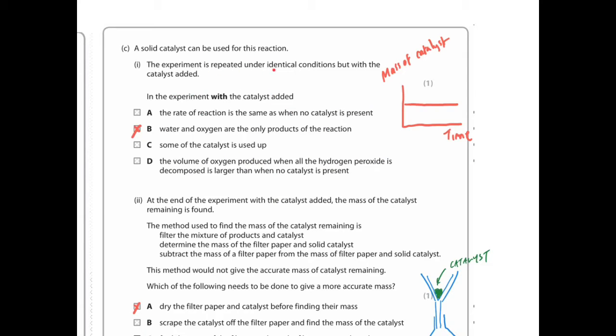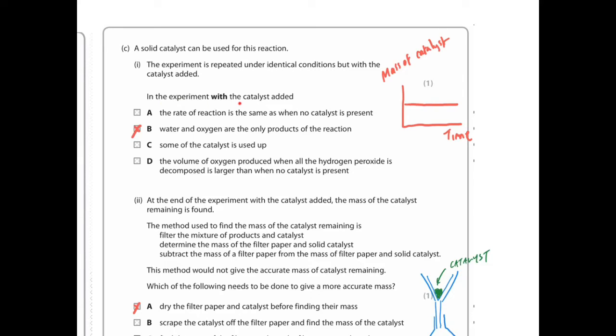A solid catalyst can be used for this reaction. The experiment is repeated under identical conditions but with the catalyst added. A catalyst is something which speeds up the rate of a chemical reaction without getting used up in the process. An example of a catalyst is an enzyme, but enzymes are found in living things. In industrial processes we don't always use enzymes, we can use other chemicals as catalysts.